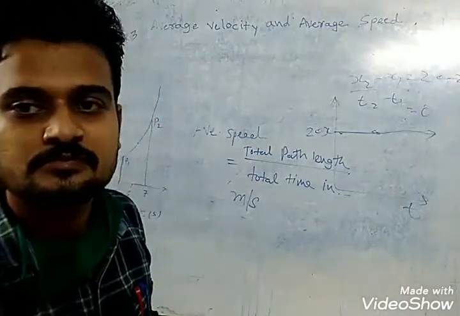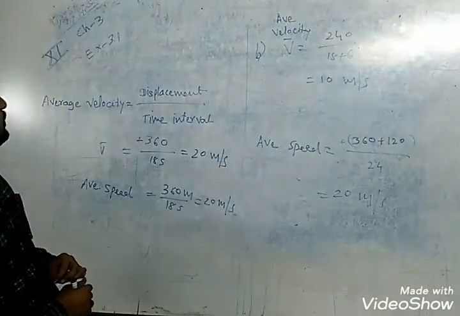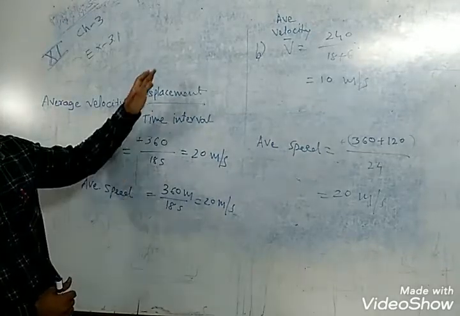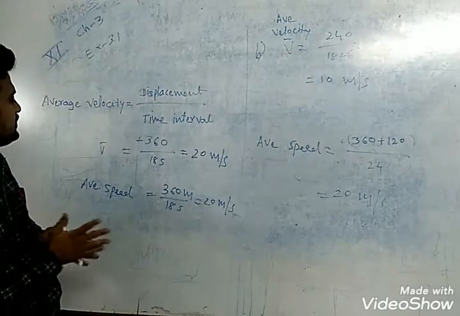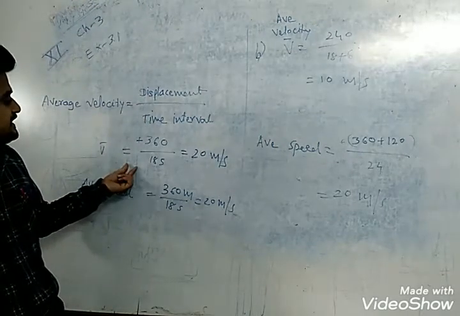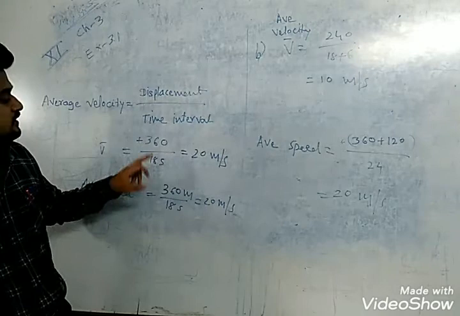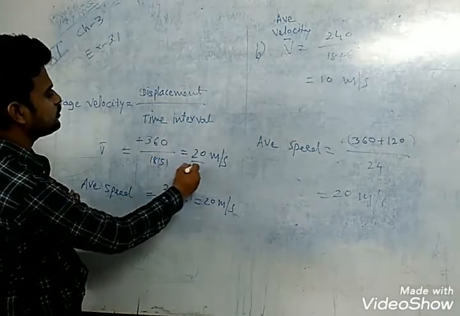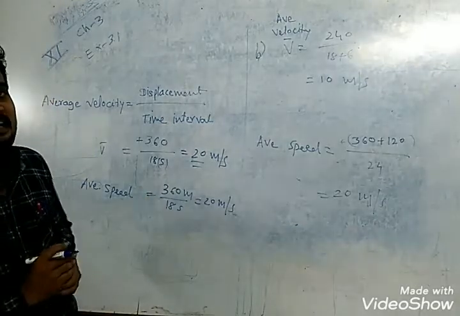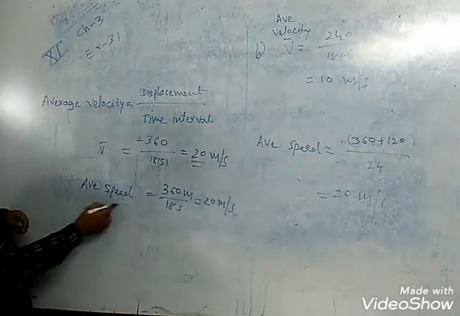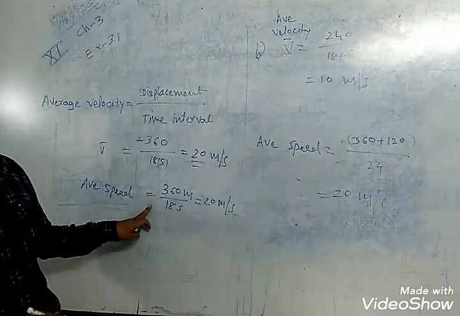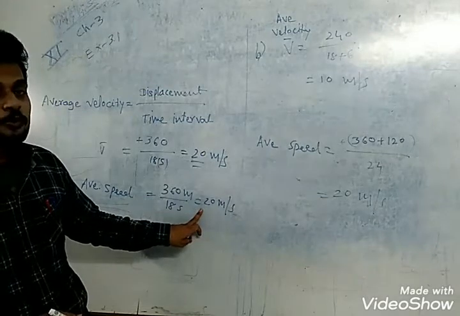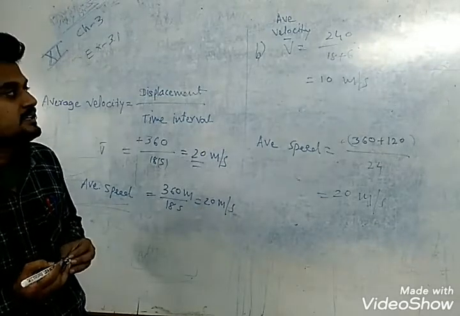Here the two types of cases are shown in the figure. Average velocity is equal to displacement upon time interval, which is 360 meter upon 18 second, so the answer is 20 meter per second. Similarly, average speed is 360 upon 18 second, equal to 20 meter per second.